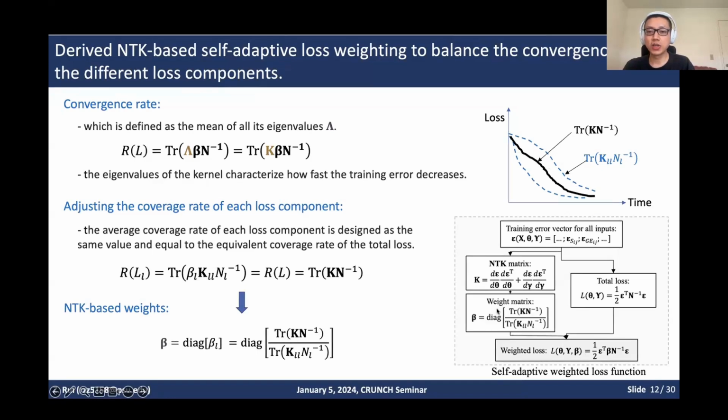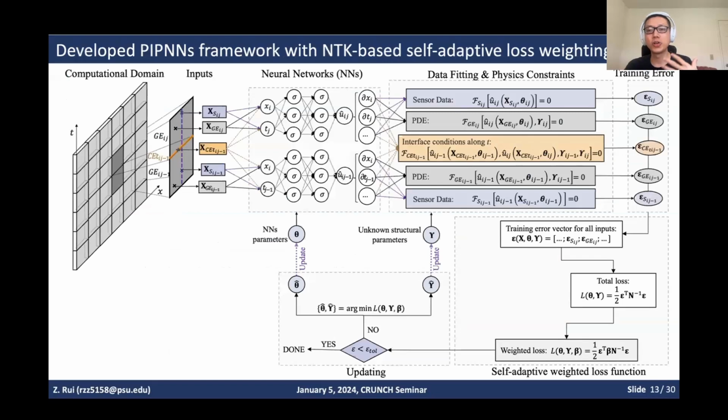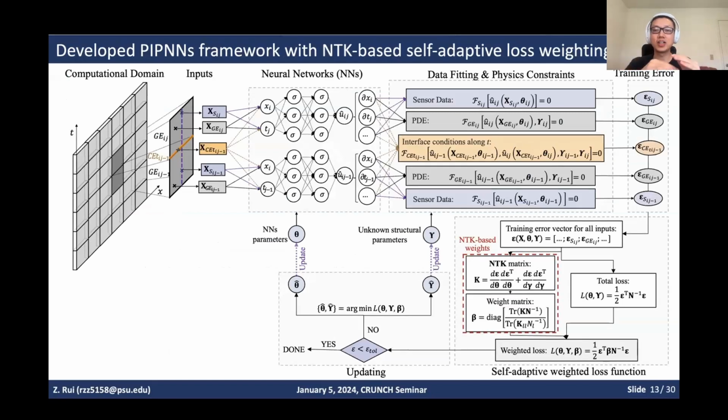terms. So in that case, we get the NTK matrix first, and based on the NTK matrix, we can get the weight. So the K_LL represents the element on the L row and the L column, which is on the diagonal of the total NTK matrix. And it represents the kernel for the L loss component. So in that case, we can determine the NTK weights. So this is the general procedure for how to calculate and determine the NTK-based self-adaptive weights. And the general idea is we try to use these NTK-based weights to balance the convergence of each loss component. So this is the extended PINN framework with NTK.